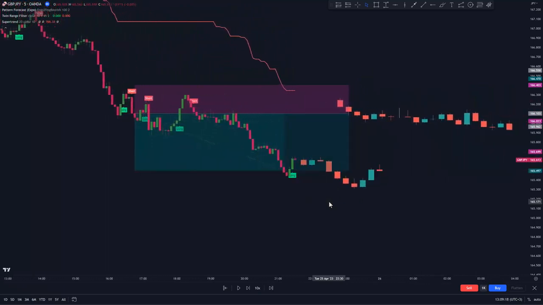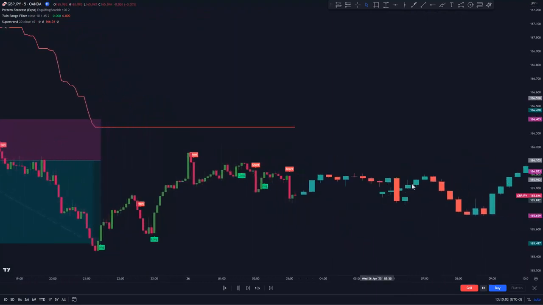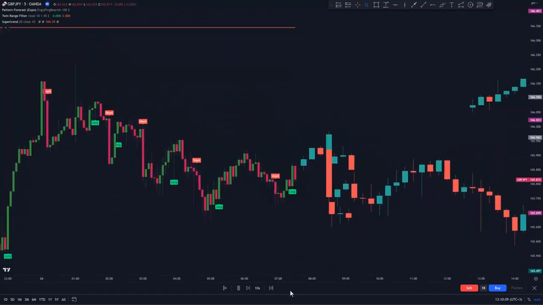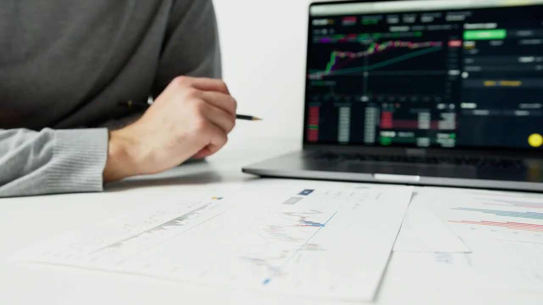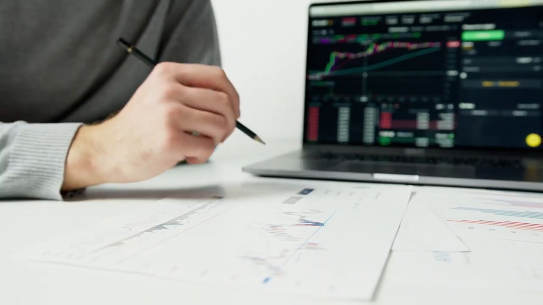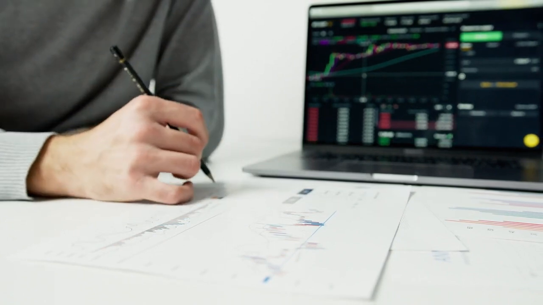and take profit. This is just one of the many ways that you can use this indicator to trade. Go ahead and play around with it and see what strategies you can come up with. Remember to always do extensive backtesting and forward testing of any strategy before trading with your real money.